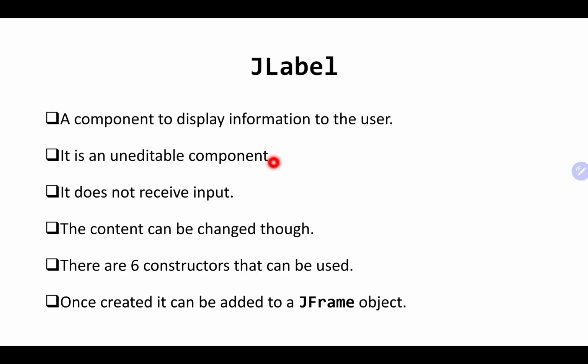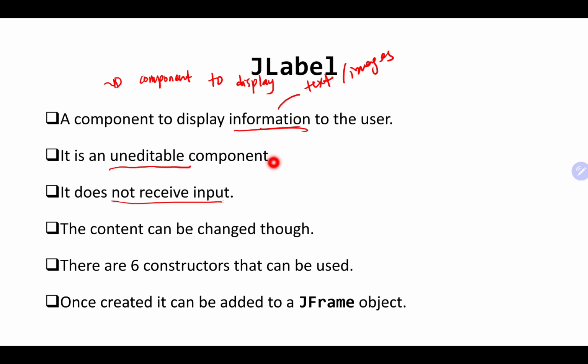JLabel. So what is JLabel? JLabel is a component for us to display information, which is the text or the image to the user. Basically it is an uneditable component and does not receive input. Why? Because it is purely for displaying information.